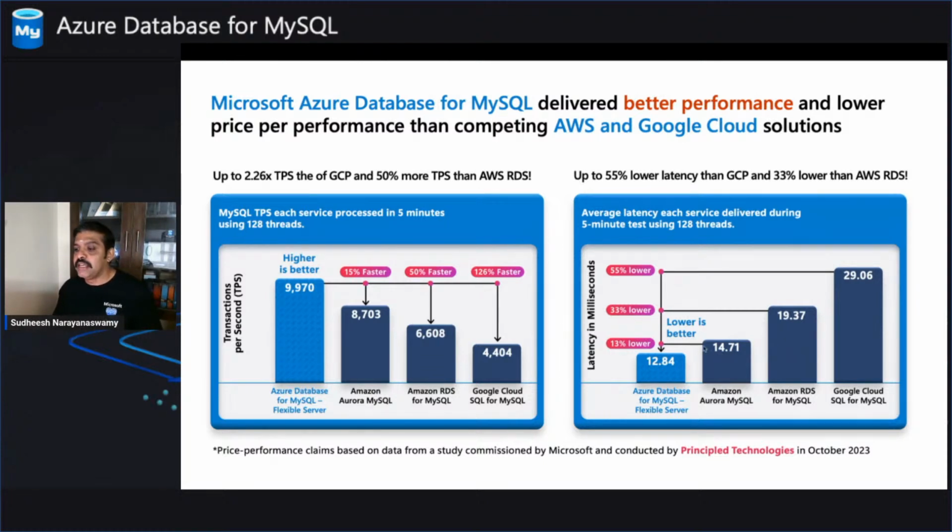Similarly, if you look at the latency part of it, there also we were able to excel. You can see with respect to Aurora, we were 13% lower, 33% lower with RDS, and 55% lower as compared to GCP Cloud SQL, right? So this really shows how good the performance is that we are able to provide with this particular feature. And we really encourage everyone who is using the business critical tier to go ahead and enable this feature and use its benefits to improve your performance. Let's move on.